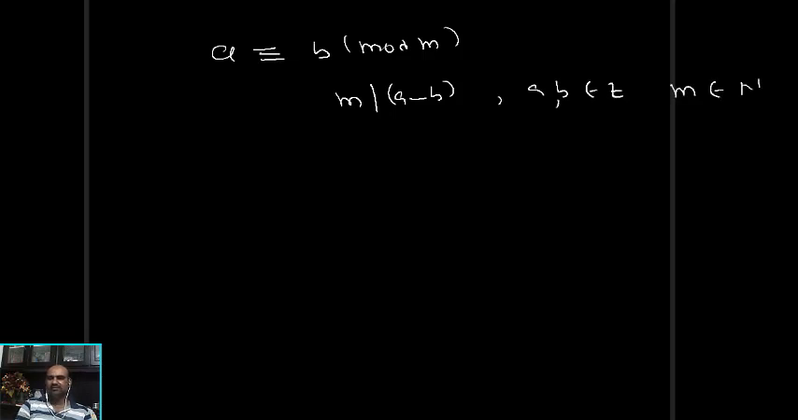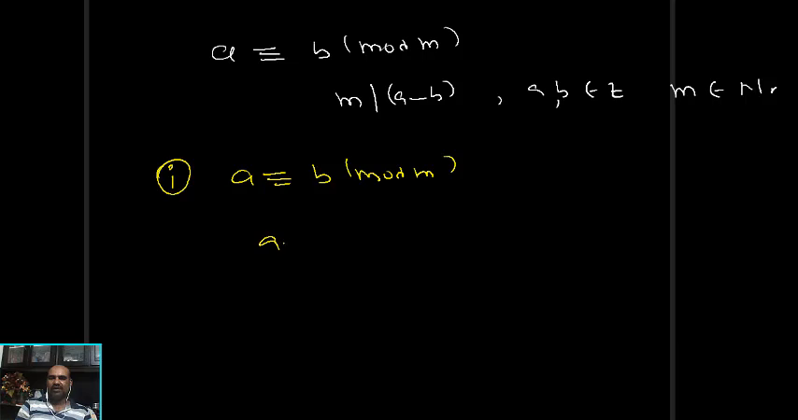A congruent to B modulo M means M divides A minus B, where A and B are integers and M is a natural number. Some properties, I will write one by one. A congruent to B modulo M.